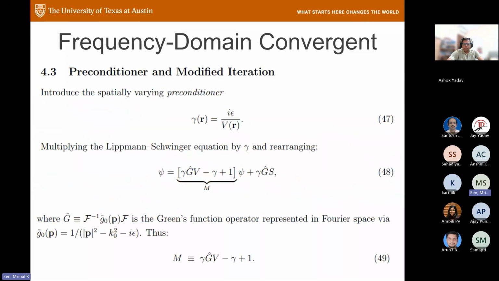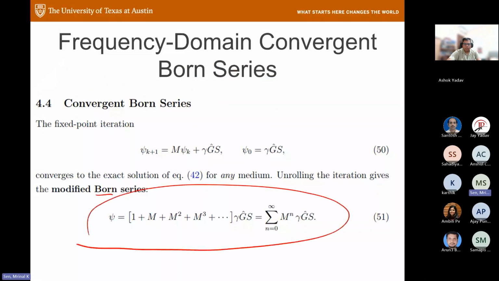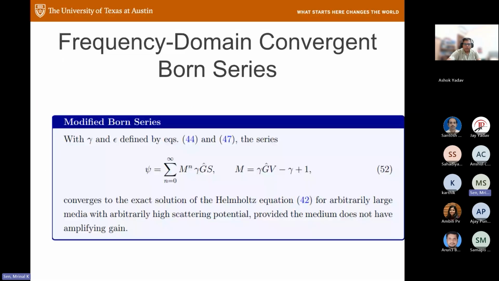So what is done here is that this is essentially working as a preconditioner, and that modifies our Lippmann-Schwinger equation. And then we have a solution that looks like this. And now you have a series. This is the modified Born series, and that has all of these terms. The only thing that's different is the addition of i epsilon in the potential. And that does the trick. This is basically the modification of those equations here.